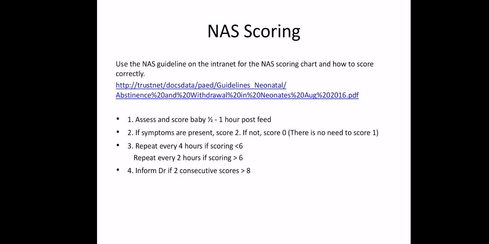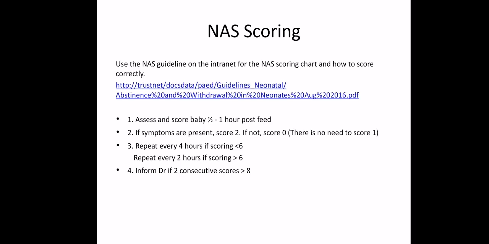Below is a link to the local unit. Obviously, each neonatal unit will have their own NAS scoring chart. These do differ slightly between units. However, usually they do have similar signs and symptoms across the board. So some of the main principles of our local NAS scoring chart is the baby will be assessed and scored half an hour to an hour post-feed. If symptoms are present, then you score 2. So say the baby was irritable, then they would score 2. If that's not there at all, then you'd score 0. You don't ever score 1. So it's basically 0 or 2.